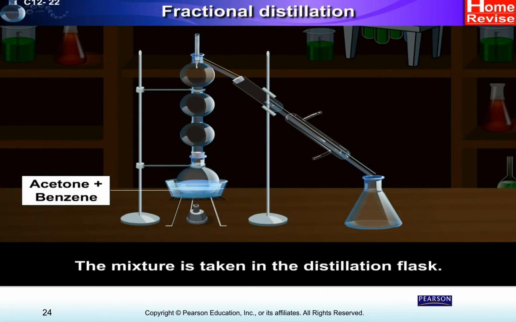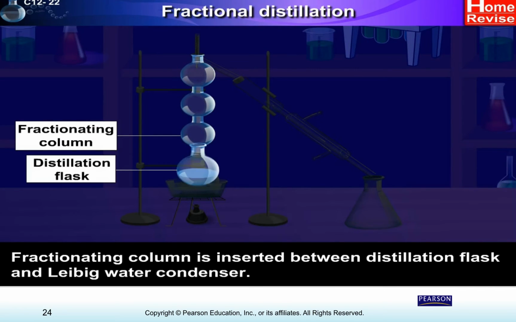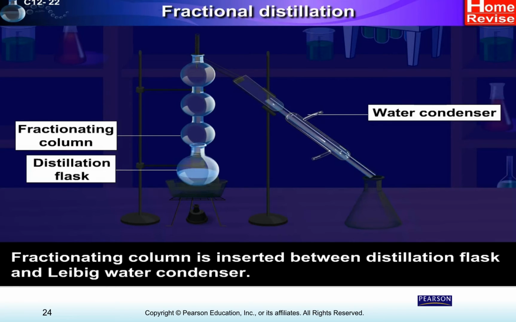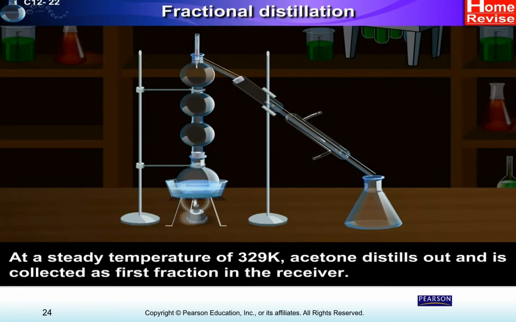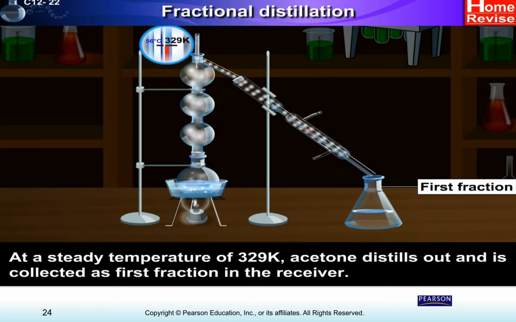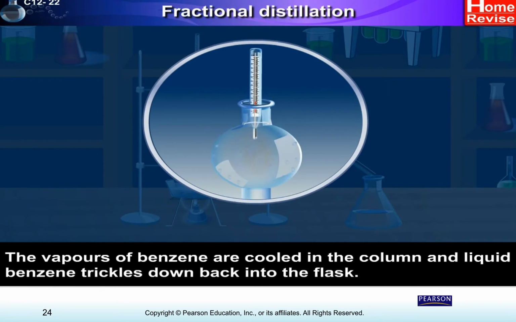The mixture is taken in the distillation flask. The fractionating column is inserted between the distillation flask and the Liebig water condenser. The flask is heated on a water bath. At a steady temperature of 329 Kelvin, acetone distills out and is collected as the first fraction in the receiver. The vapors of benzene are cooled in the column, and liquid benzene trickles down back into the flask.